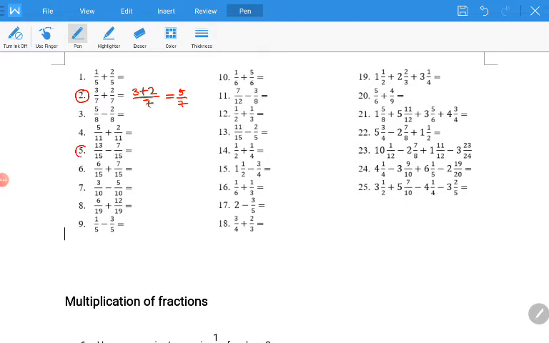And if you look at question 5, 13 over 15 minus 7 over 15, this gives us 13 minus 7 all over 15. So this is equals to 13 minus 7. This gives us 6 over 15. And this can be reduced to its lowest term, which is 2 over 5.